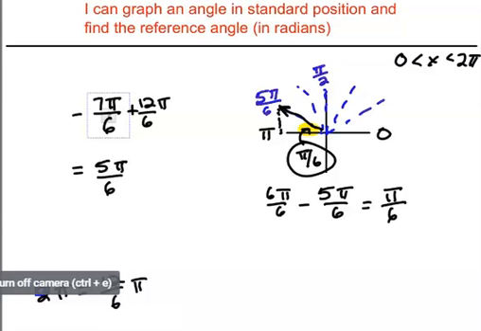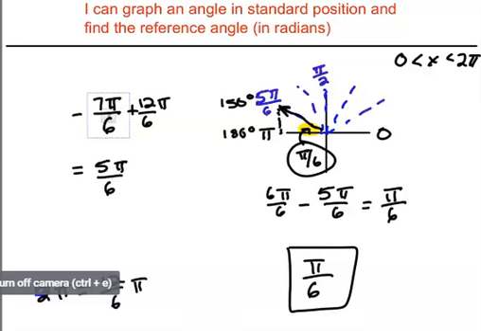If I were doing that in degrees, of course, this would be 150, and this is 180. The reference angle between 150 and 180 is 30. And 30 is equivalent to pi over 6 in radians. So if you really don't like working in radians, you can convert 5 pi over 6 to degrees, figure out the reference angle is 30 degrees, and then convert it back.